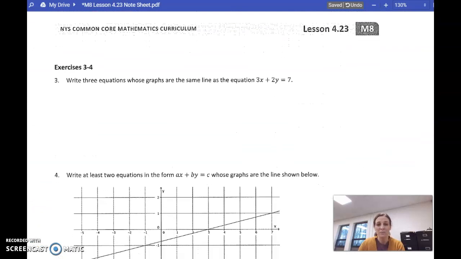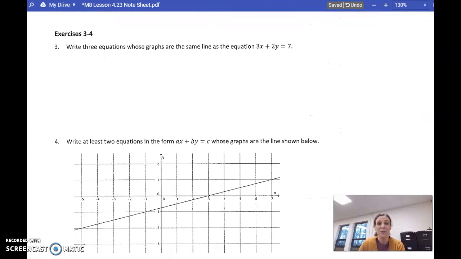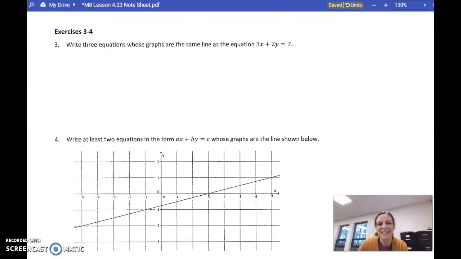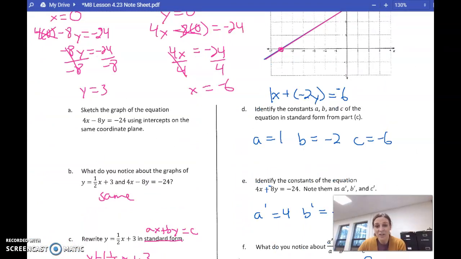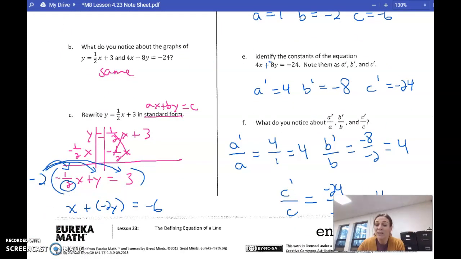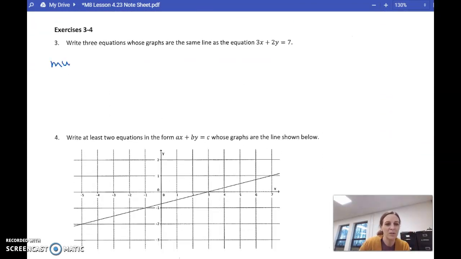So, again, pause it if I'm moving too fast. The next question asks, write 3 equations whose graphs are the same line as the equation 3x plus 2y equals 7. Don't overthink it. Don't try to graph this. Don't do a whole bunch of work. Because what we know is if we multiply, in standard form, the coefficients of x and y and the constant here by the same number, it's going to give us an equivalent equation. When we graph it, they'll be the same line. So let's say I wanted to multiply by 2.